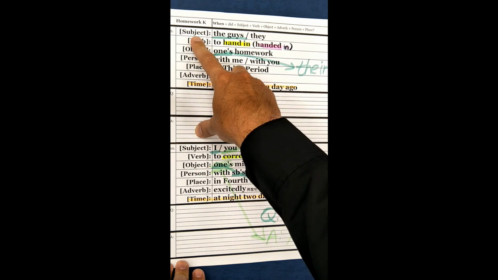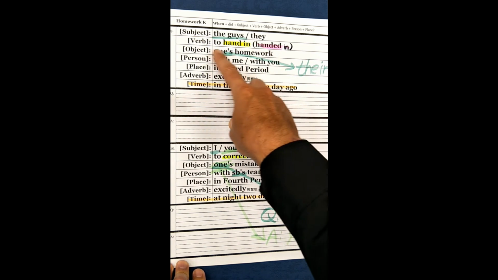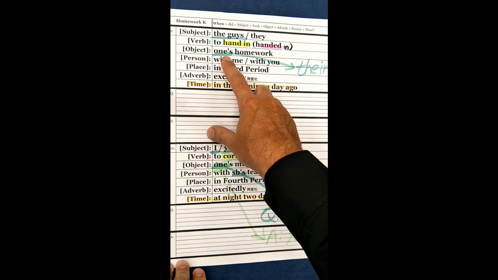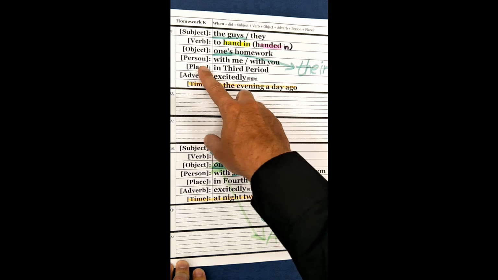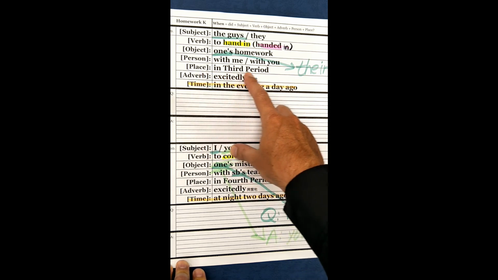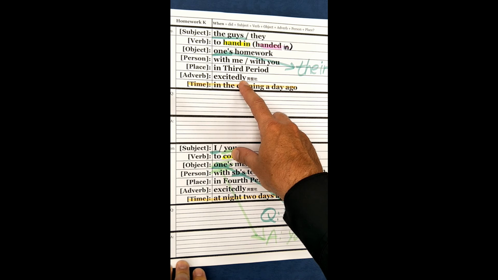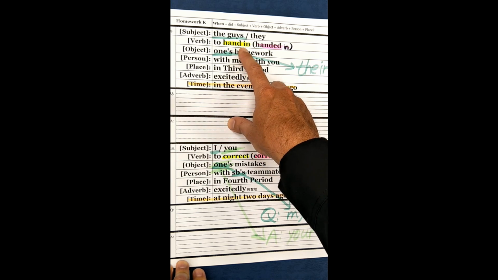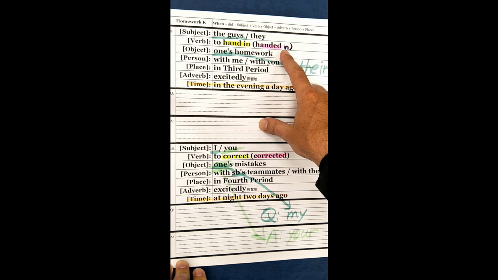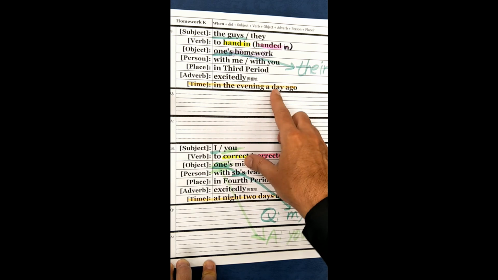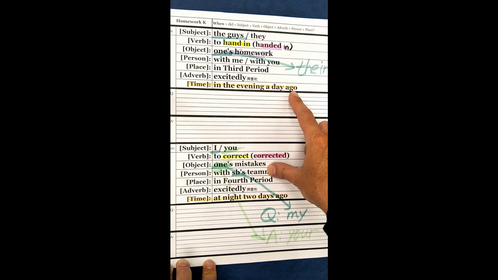Number 9. Subject, the guys, they. Verb, to hand in, handed in. Object, one's homework. Person, with me, with you. Place, in third period. Adverb, excitedly. Time, in the evening, a day ago. Color, hand in, yellow. Color, handed in, pink. Color, homework, purple. All right, color, time, in the evening, a day ago, orange.